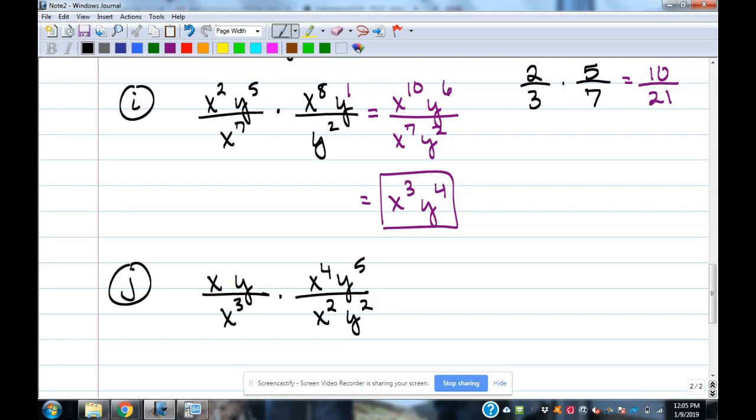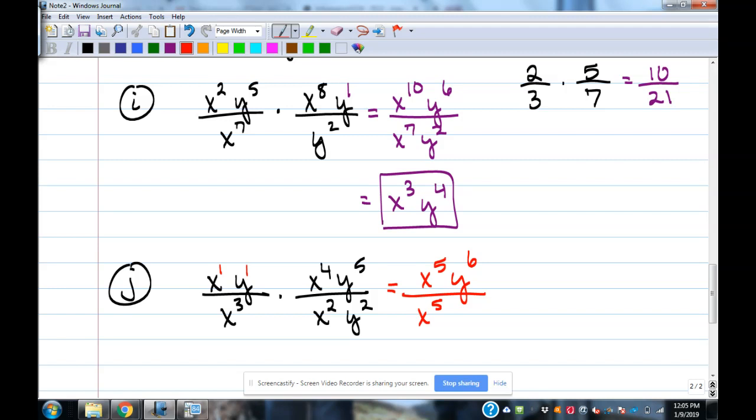So I've got a fraction times a fraction. The way I multiply fractions together is what? Top times top, bottom times bottom. So x times x to the 4th gives me x to the 5th. Y to the 1st times y to the 5th is y to the 6th. On the bottom, we've got an x cubed and an x squared. That's x to the 5th.